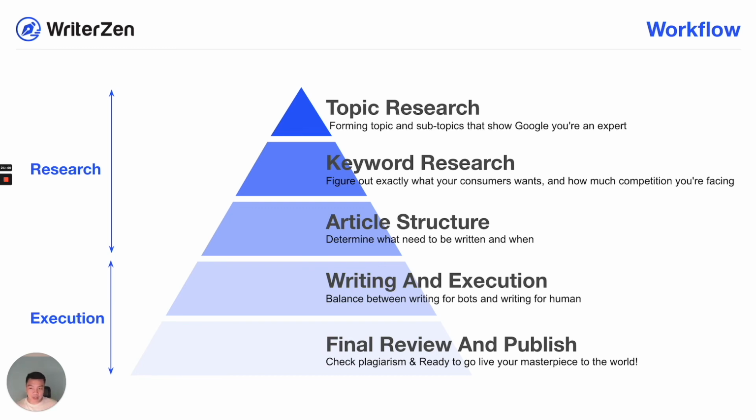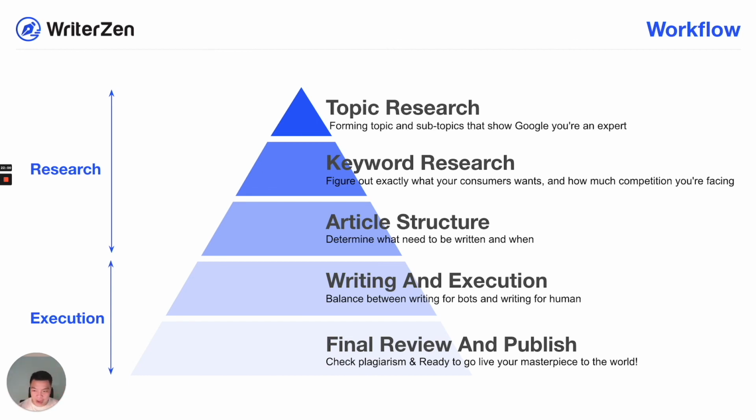After you're done with that part, you already have a really clear and strategic map in your head. You already cover the market, which is Google, you cover your consumer, which is the keywords, and you already have the articles ready to roll, laid out in your planning. Then you go to execution.